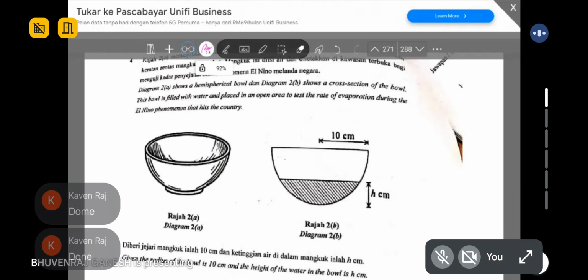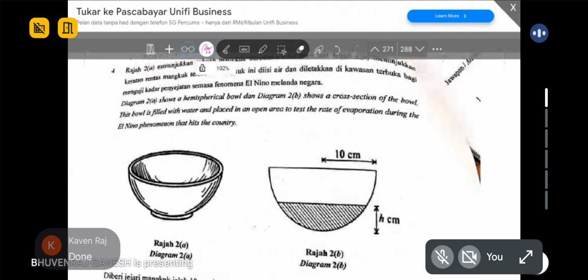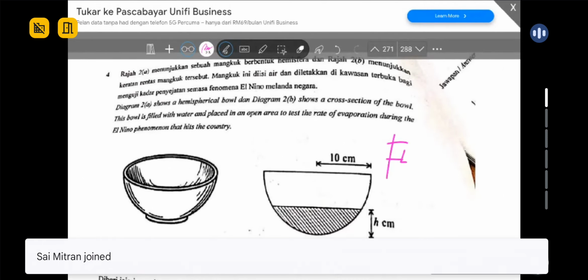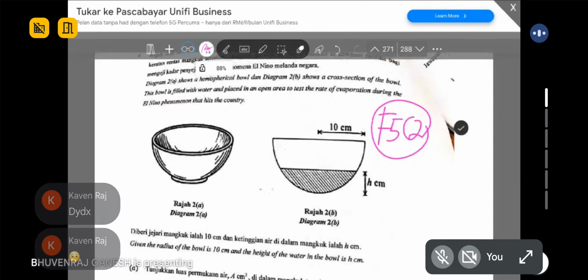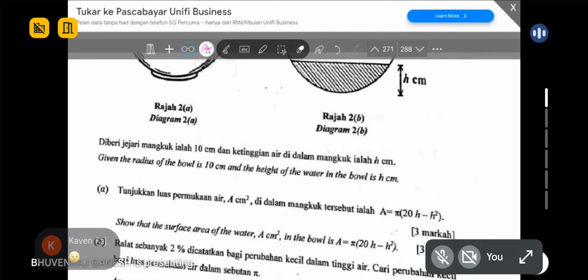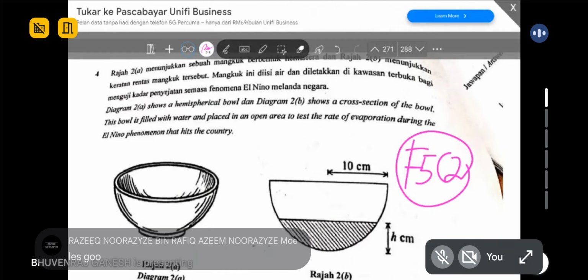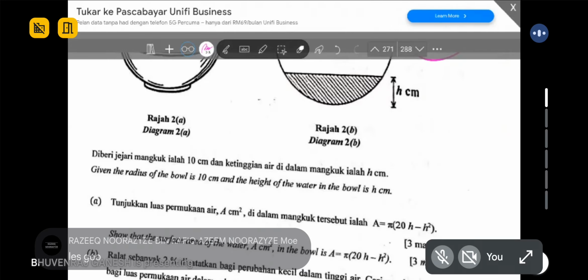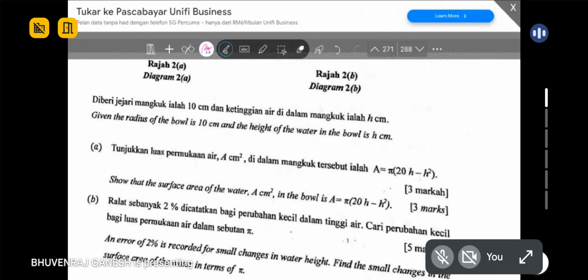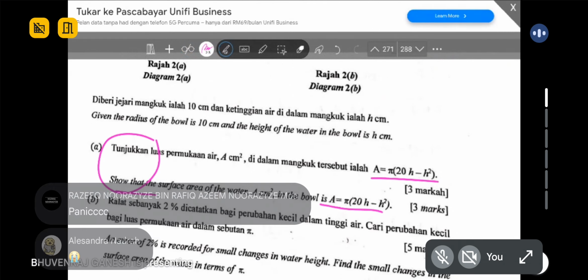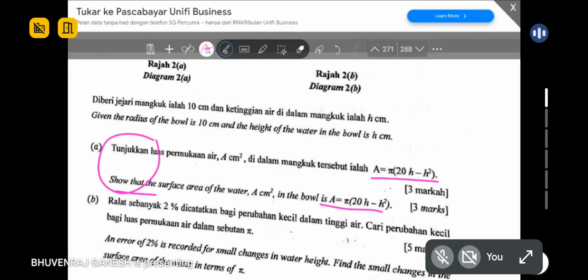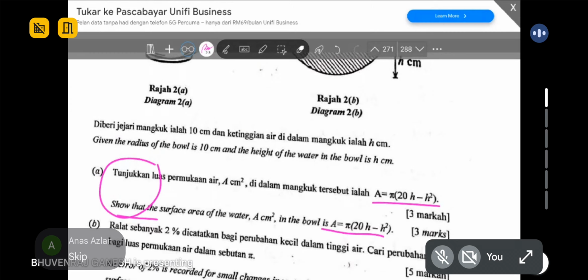Okay, question 4, guys. Question 4 is a Form 5 topic, Form 5 chapter 2, differentiation. For this one, this is a KBAT question, and it's very common in SPM for differentiation. The question says you must show. Come ready, showing question, guys. Admits, showing question cannot run away. You must know how to do. Cannot skip. Don't skip.